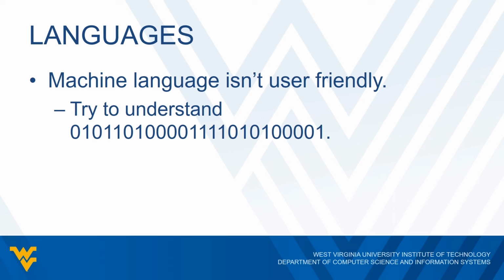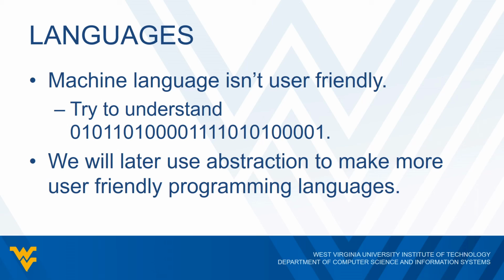And this is actually how programming was done originally. We were running sequences by using just a bunch of ones and zeros. The problem with this is it's cumbersome, it's confusing, and it's very error prone. It's very easy to put in a 1 when you meant to put a 0 or vice versa. So there were a lot of problems with trying to write strict machine code for these instructions. Fortunately, things have gotten better, and later on we're going to use abstraction to make more user-friendly programming languages.